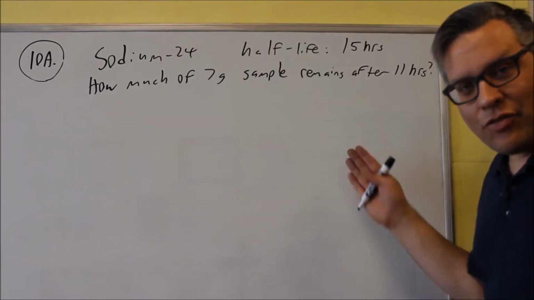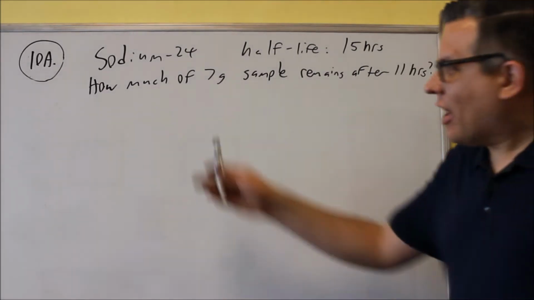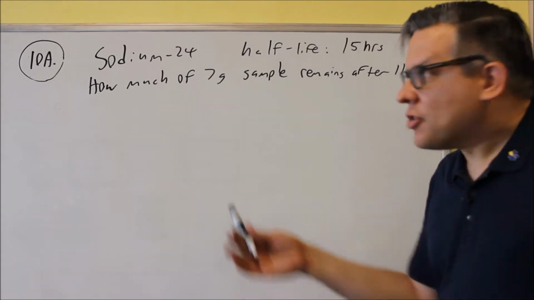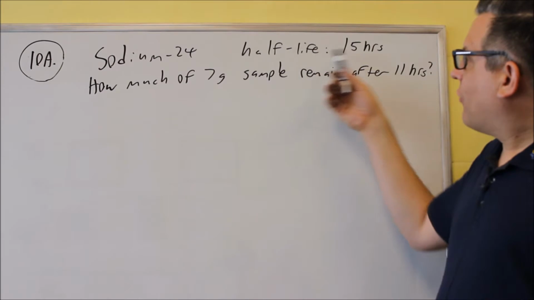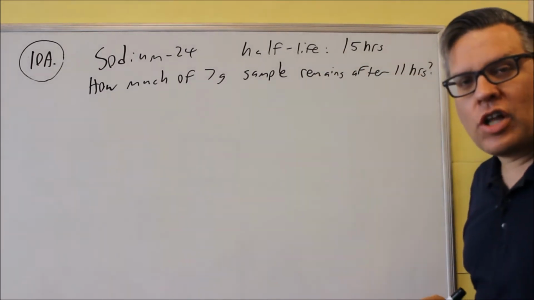For number 10, we have a half-life problem. They tell us that sodium-24 is an isotope. The 24 is not used in any calculations because it's just the name of that isotope. The half-life is 15 hours. How much of a 7-gram sample remains after 11 hours?